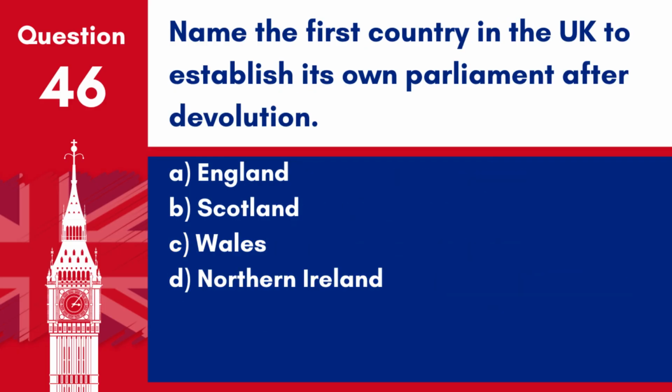Question 46. Name the first country in the UK to establish its own parliament after devolution. A. England. B. Scotland. C. Wales. D. Northern Ireland. Answer: B. Scotland. Scotland was the first country in the UK to establish its own parliament after devolution, with the establishment of the Scottish Parliament in 1999.